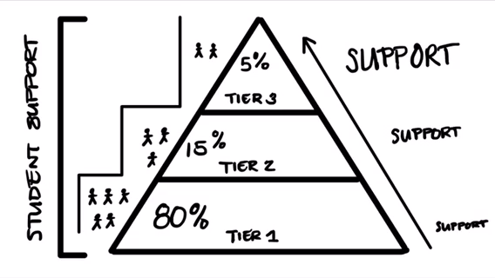Let's look at the RTI pyramid. It's a pyramid with 3 tiers. All students start at Tier 1 with whole group instruction. 80% of your students generally will master the skill at Tier 1. That leaves 20% of the students who still need extra support to master the skill.